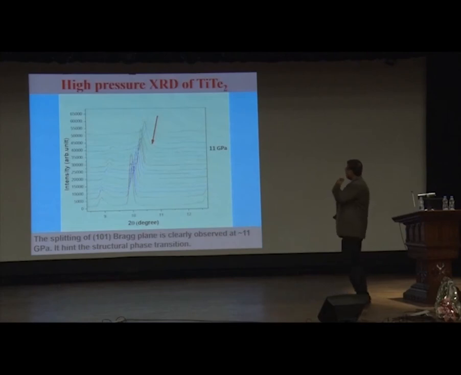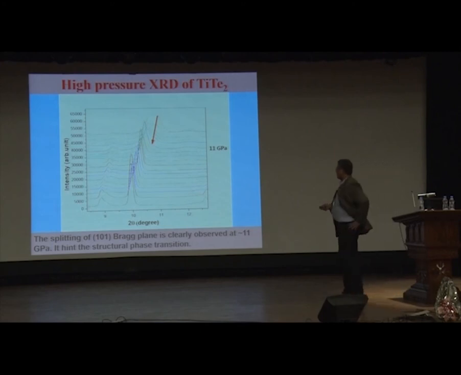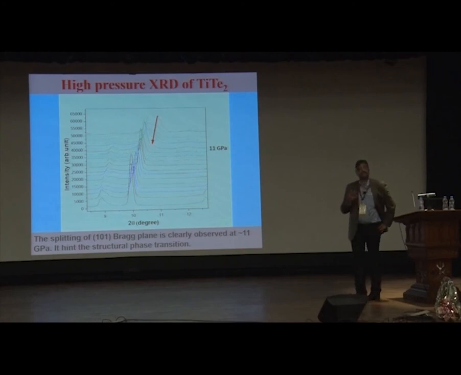Now, when we started looking at the pressure data, we basically wanted to confirm there is no structural transition in the system. So we went and did high pressure experiments in synchrotrons. And we can see that up to 11 GPa, there is no change, absolutely no change. But all of a sudden, there is an emergence of a new peak. And this actually surprised us, because the calculations say that there is no transition in this system.